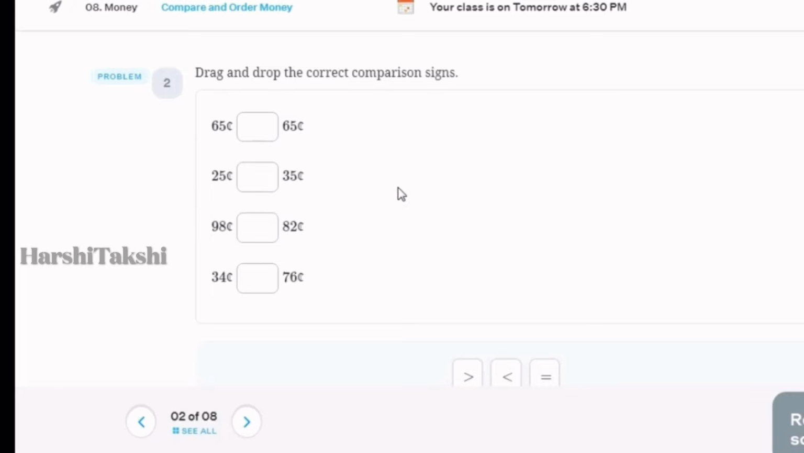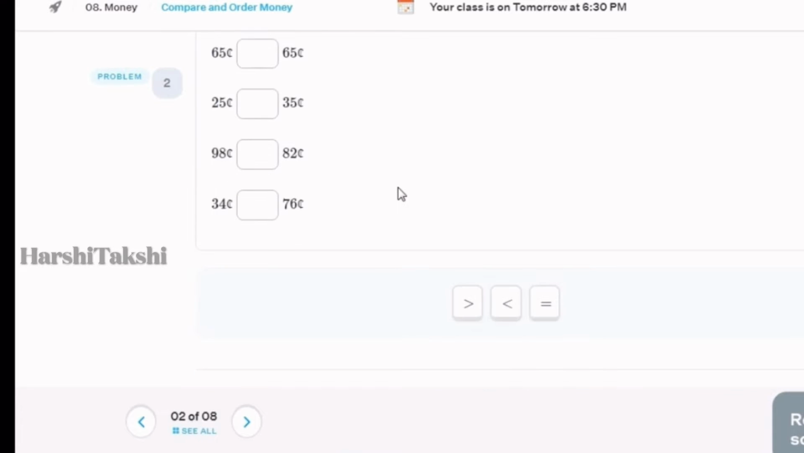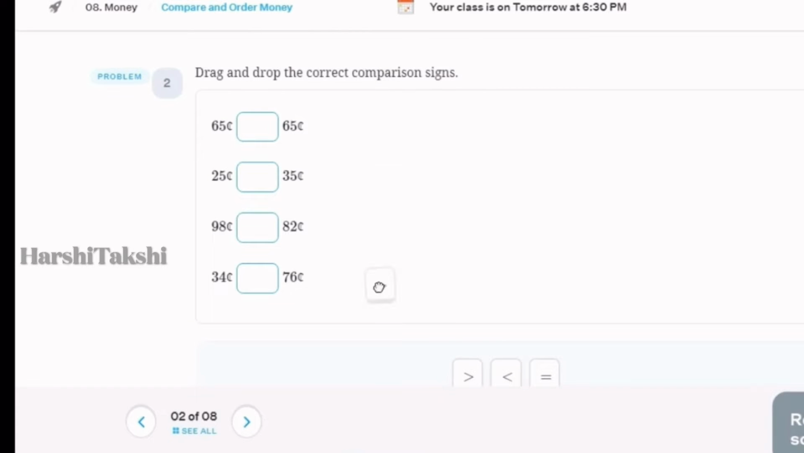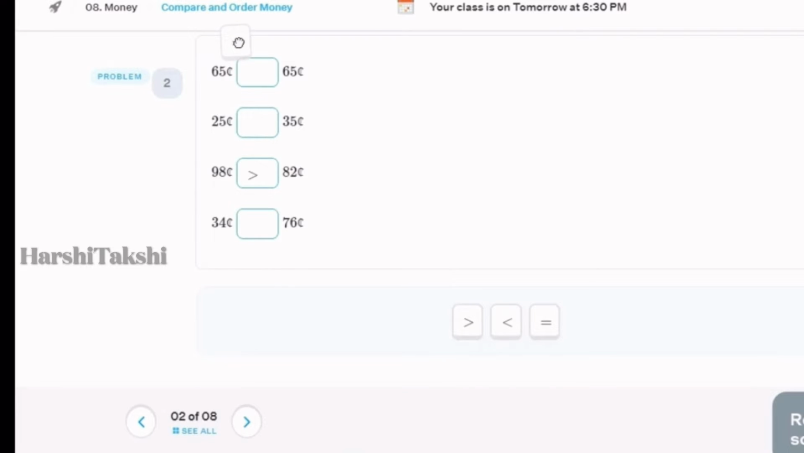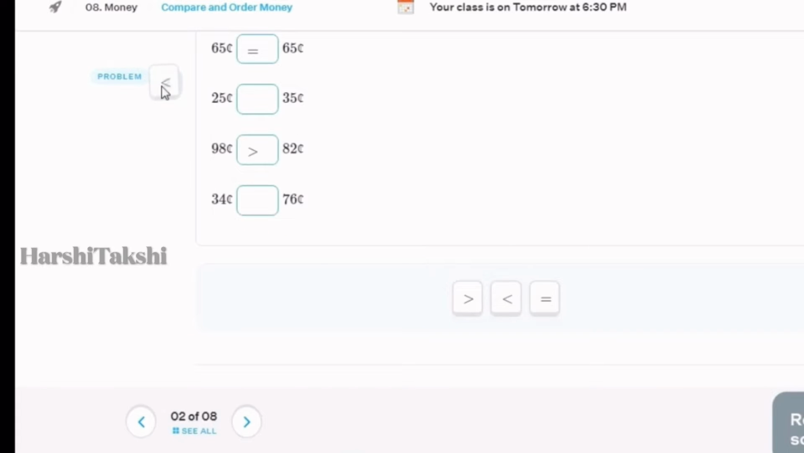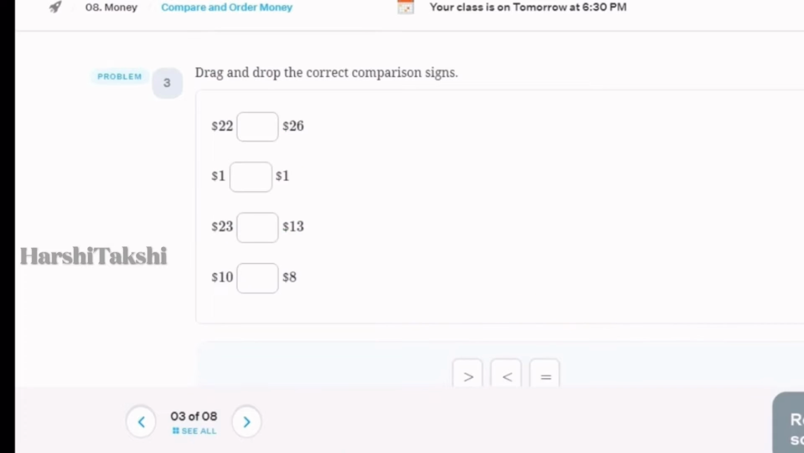Drop the correct comparison sign. Then we need an equal sign around there. And we'll need this one, there and there. Drag and drop the card.